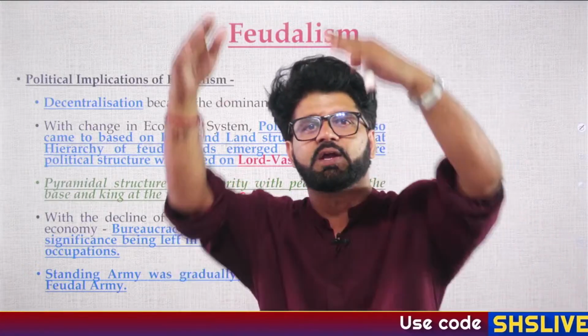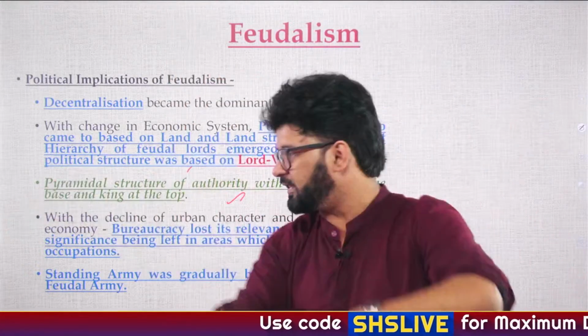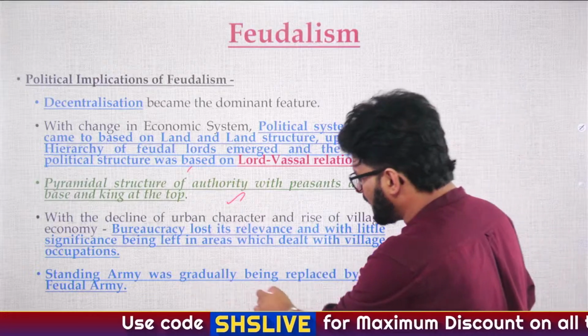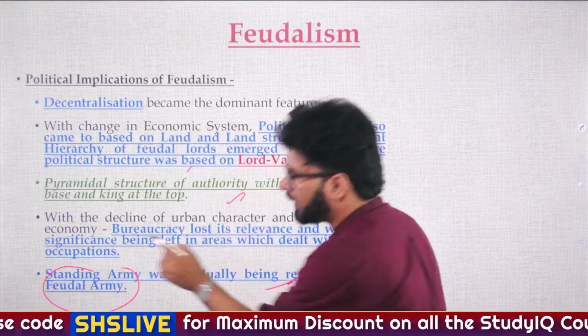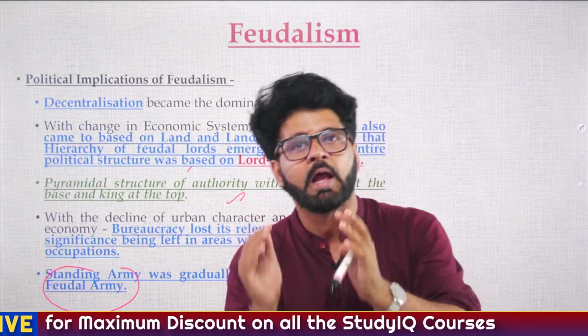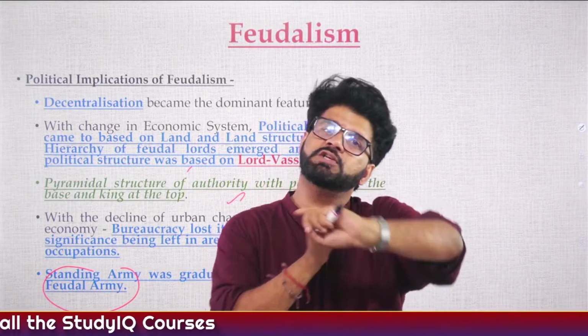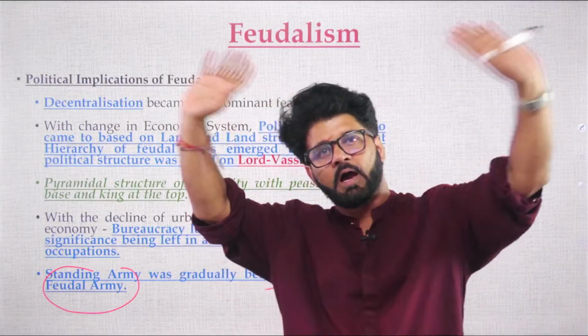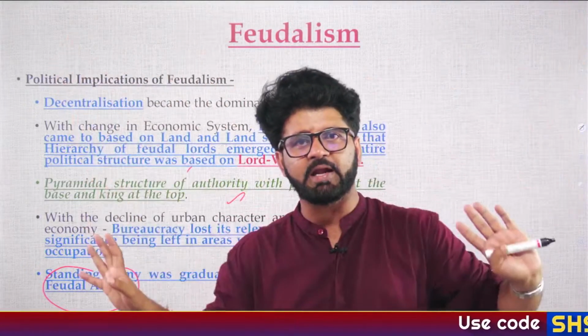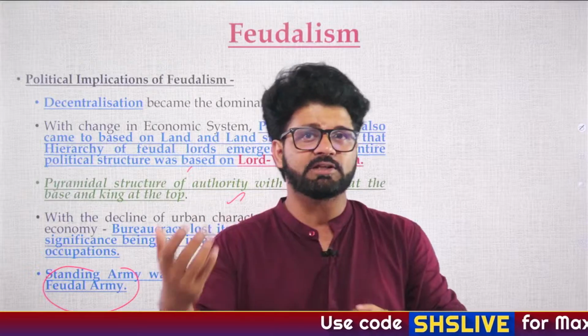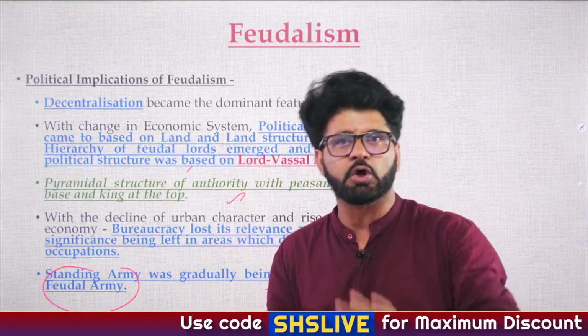Pyramidal structure is there: king, then these feudal lords, and then the serfs. Standing army gradually being replaced by feudal army. We have discussed this multiple times today, and that is one of the prominent reasons why Rajputs lost at the hands of Arab invaders. Arab invaders had a proper standing army. They had something called Ghazi spirit. What is this Ghazi spirit? We'll talk about it later on.